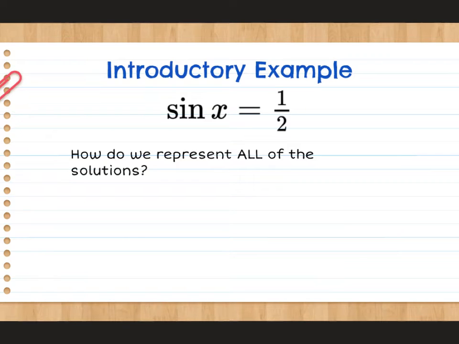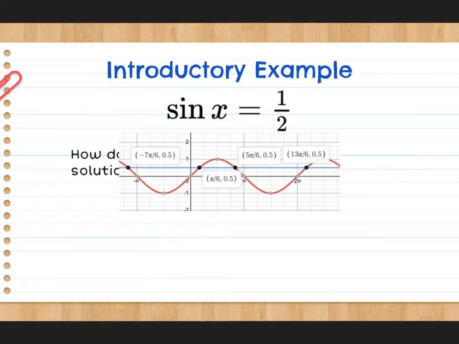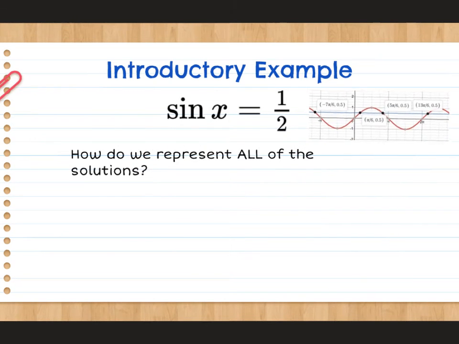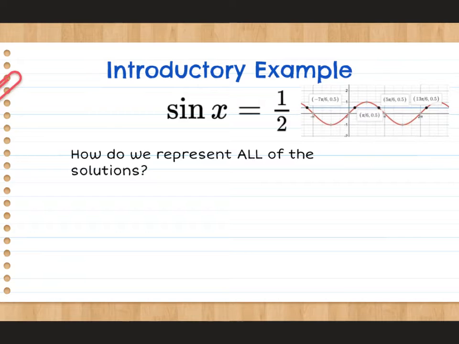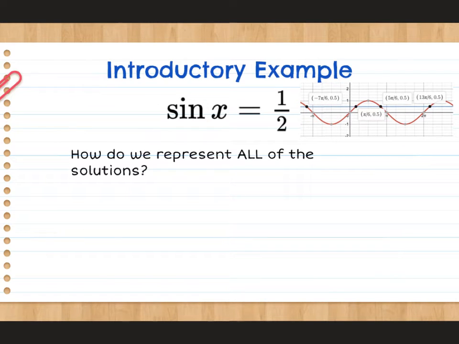So the question we're asking in the second part of this introductory example is how do we represent all of the solutions of sine of x equals 1/2? Because as we saw in the graph on the previous part, we have many solutions and those solutions repeat infinitely to the left and to the right because this is a cyclical function.